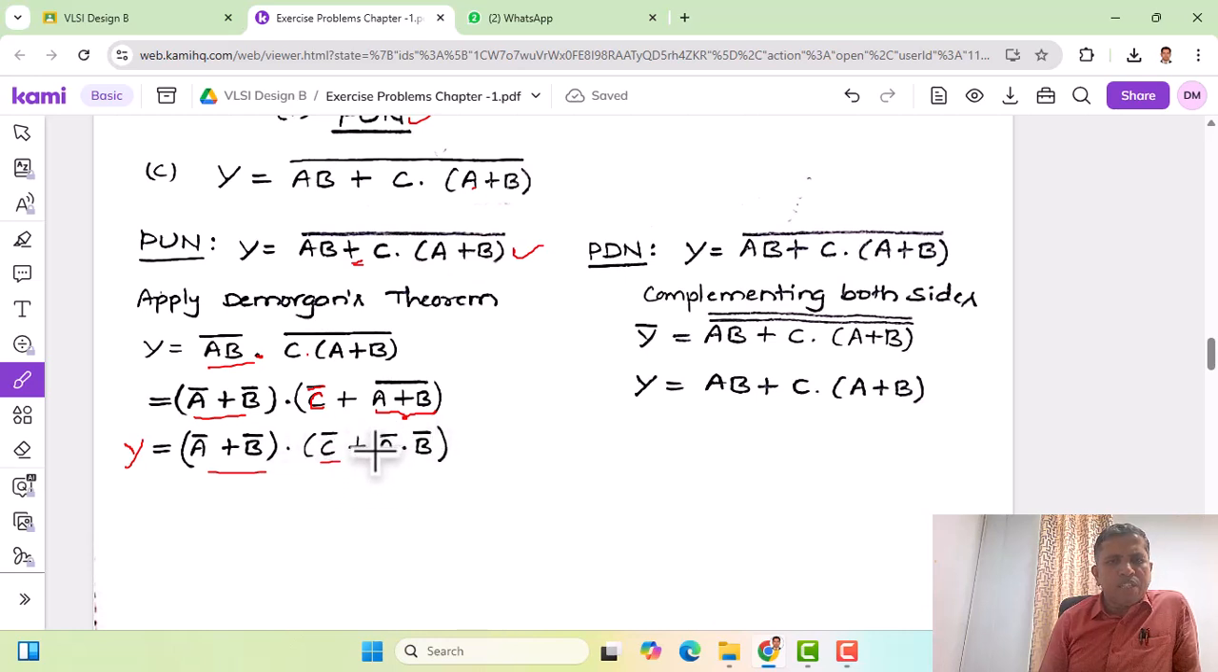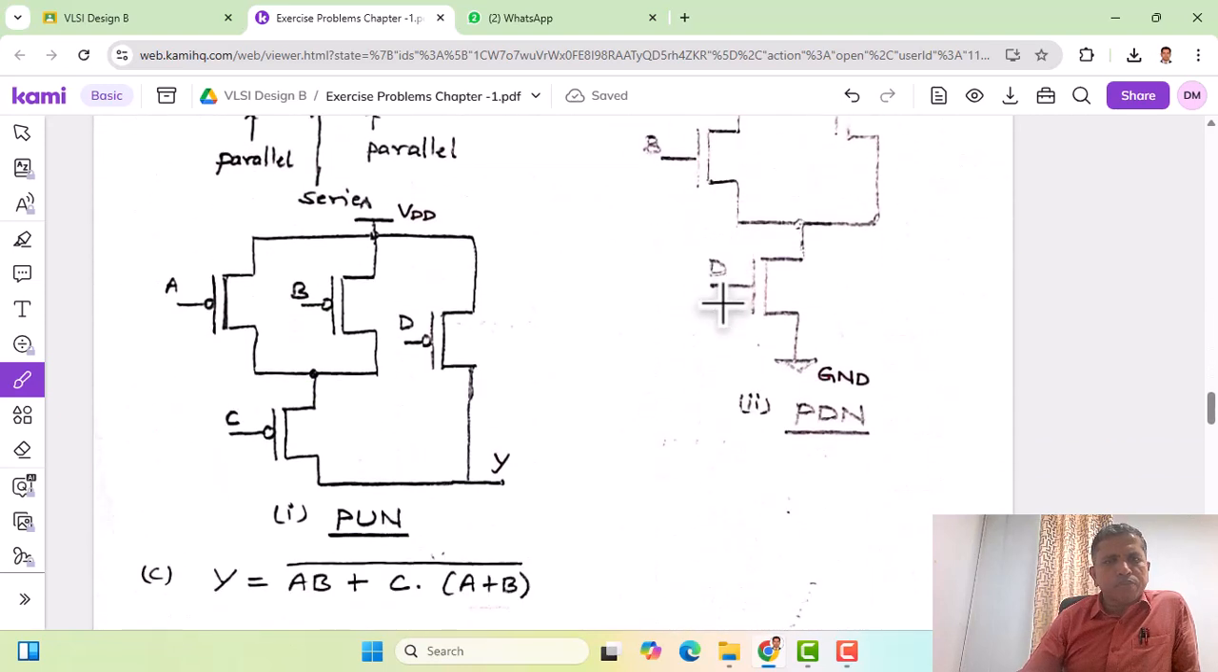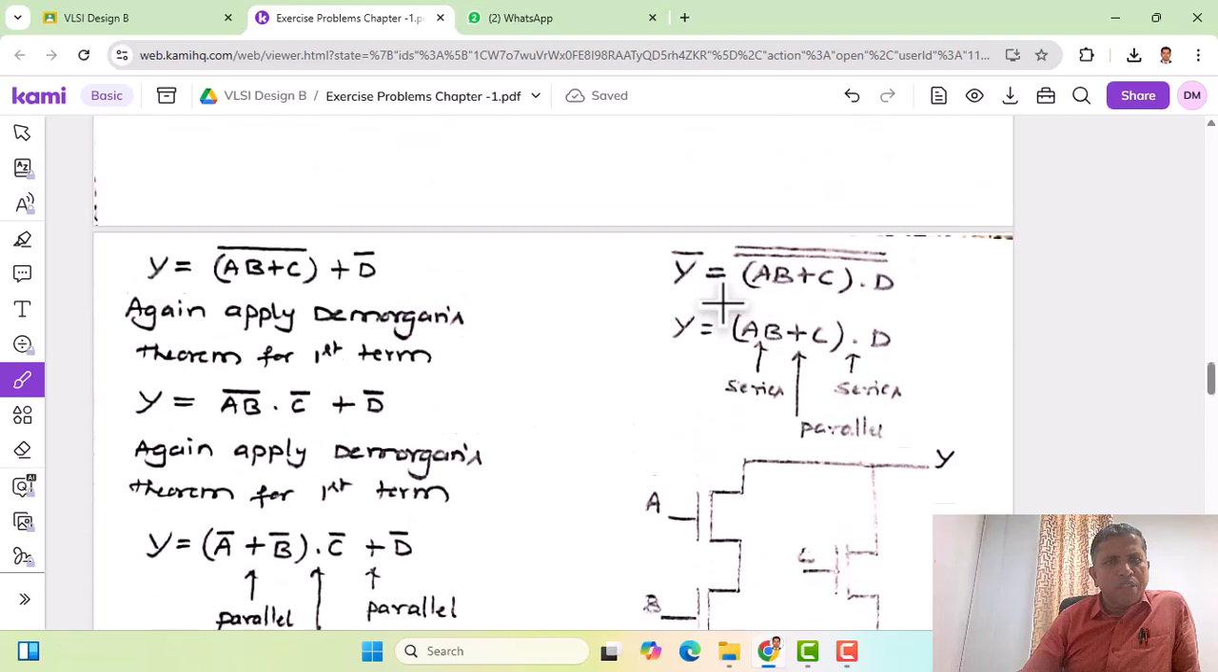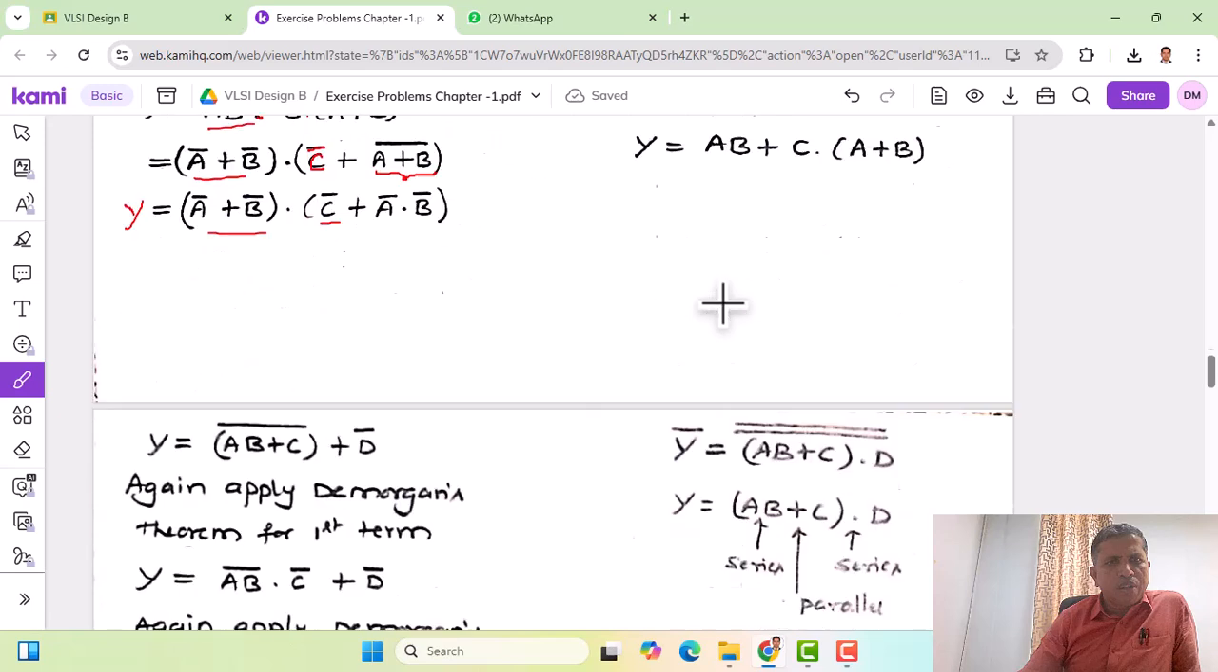Okay, so let us realize this pull-up structure, and then let us come back to the realization of the pull-down network. So this is going to be, I think there's some change here. Let us see here.